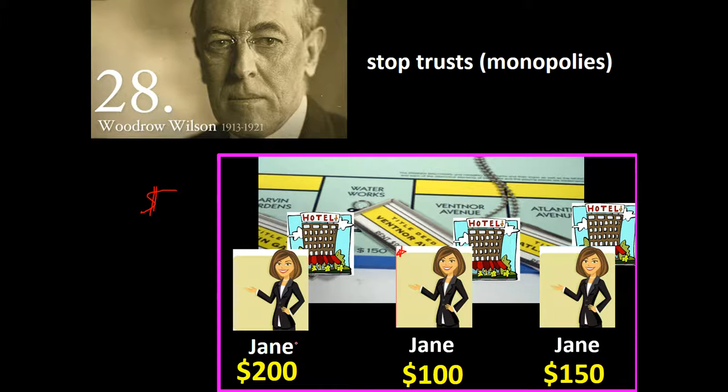Now there's no longer competition. It's Jane, Jane, Jane. Jane's not competing against anyone. Jane doesn't have to lower her prices for anyone else. And so what Jane does is it's $300, $300, $300. Oh, you don't like that price? Oh, you don't like my $300 hotel price? Then fine, go find somewhere else. Oh, wait, there isn't anywhere else. You don't have any options.